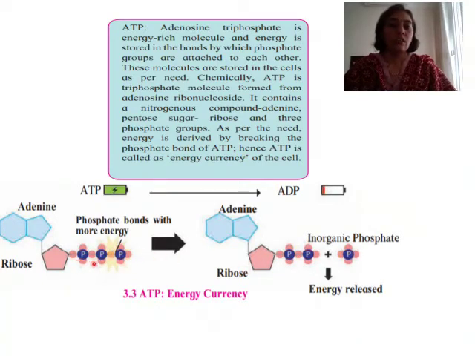Now once one of the phosphate groups is released from here, what will happen? It will change to ADP, that is adenosine diphosphate. The remaining structure is the same: adenine is present here, that is the nitrogen base. The sugar is also ribose, but now instead of 3 phosphates, we have only 2 phosphate groups, and hence it is called ADP, adenosine diphosphate. As soon as this 1 phosphate is released, this is the inorganic phosphate, and it releases the energy, and that energy is used by the cells for various metabolic functions.